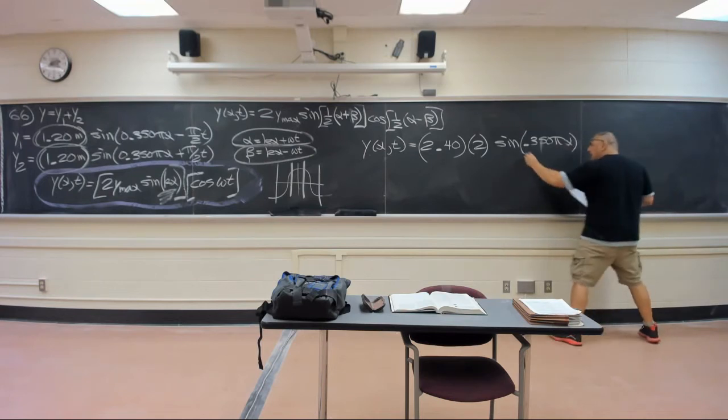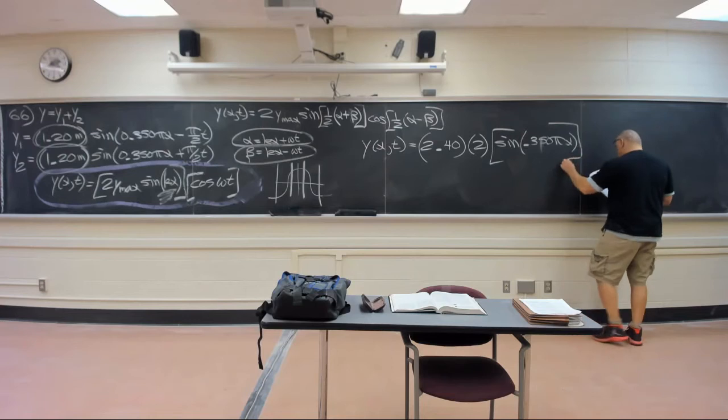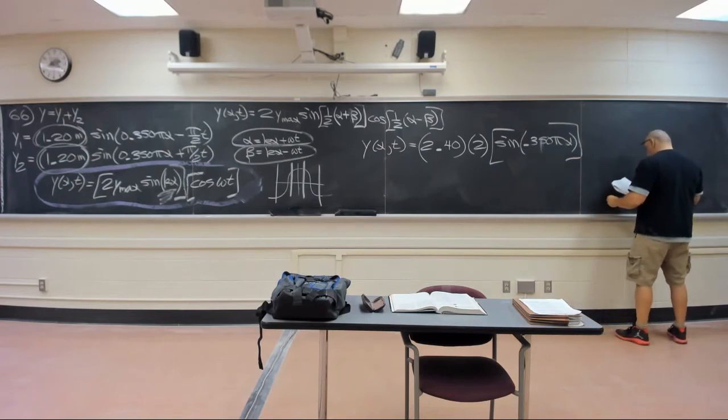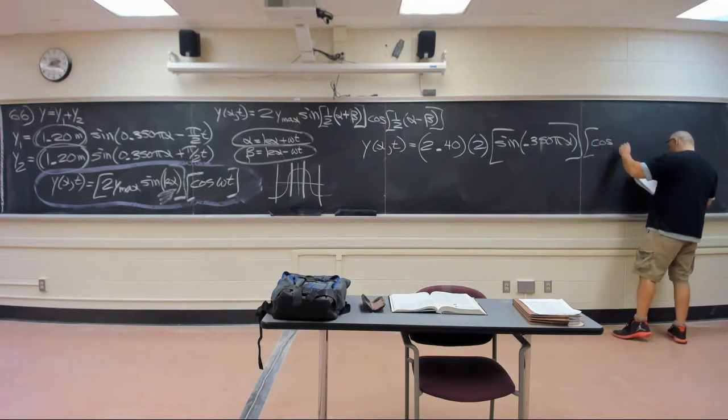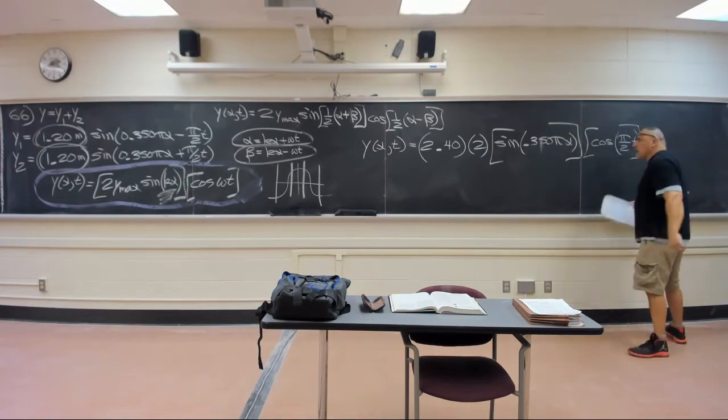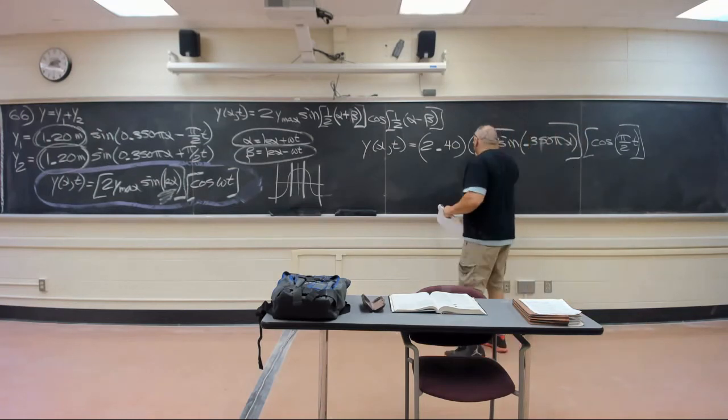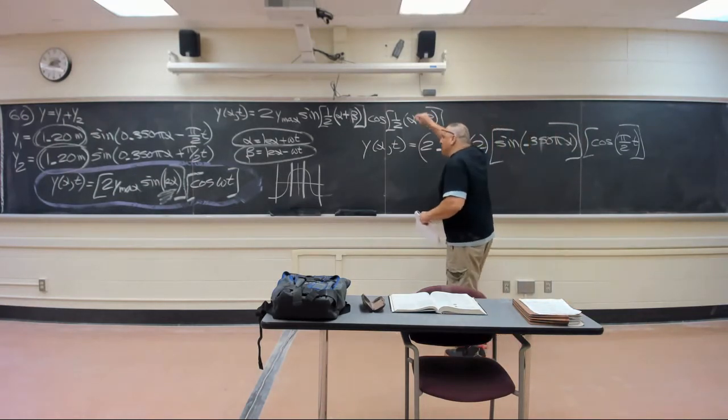There's the kx. And here's the cosine. And what do we say here? Cosine of pi over 2 t. Yeah, the 2 should have been out here maybe, whatever. The 2 is eventually there.